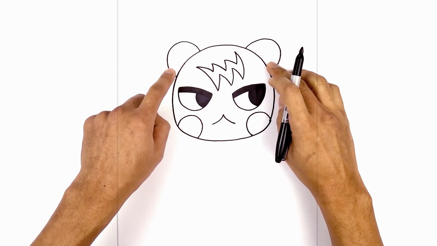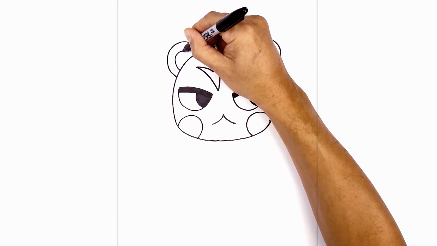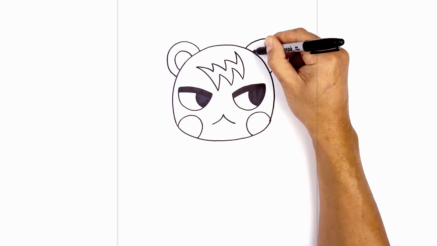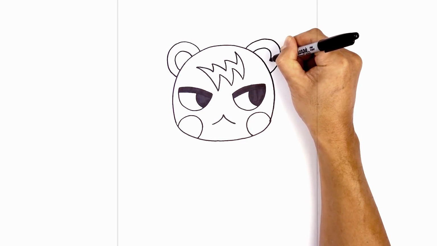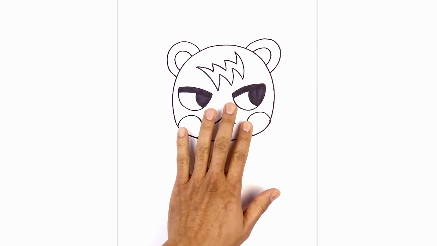Now I'm going to draw 2 smaller half circles on the inside. So we're going to step in, curving around, so now that we've got the head, let's work our way down the body.